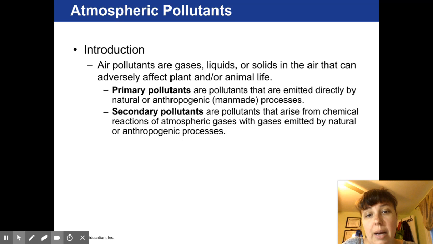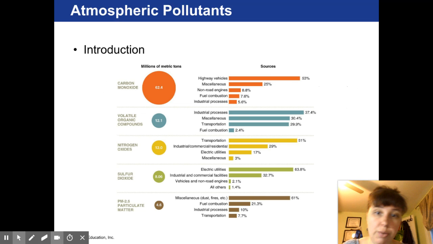processes. For example, the chlorofluorocarbons entering the upper parts of the atmosphere and breaking down the ozone layer, which causes a chlorine oxide, would be a secondary pollutant. We did not expect that pollutant to arise. It arose due to a different process that then caused the secondary process to occur.